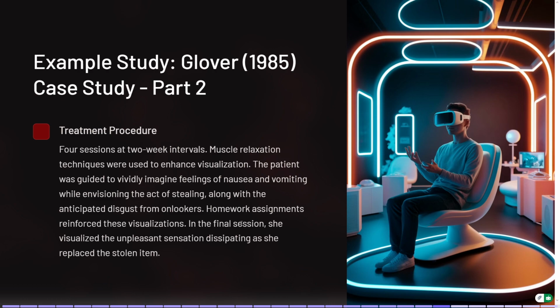Now, in the final session, she visualized the unpleasant sensation dissipating as she replaced the stolen item. So during the final session, she was able to imagine that the dissatisfaction she was feeling when she was imagining the situation reduced when she dropped the stolen item. The stolen item is still in her imagination, not in reality.